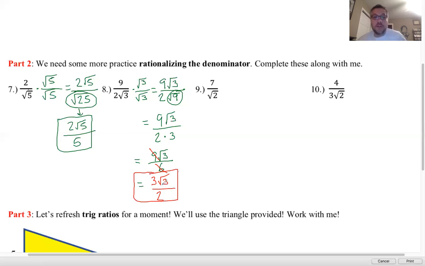So that was 2 examples of rationalizing the denominator. I'd like you now to hit pause and try 9 and 10 to the best of your ability on your own. Good luck, and when you're done, undo pause and we'll move on to part 3.